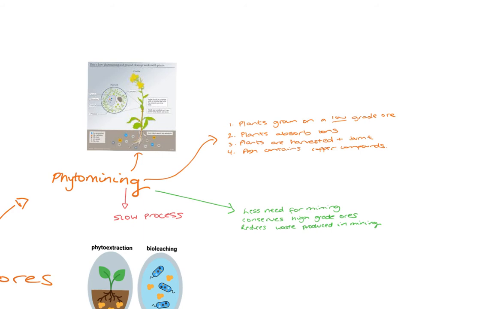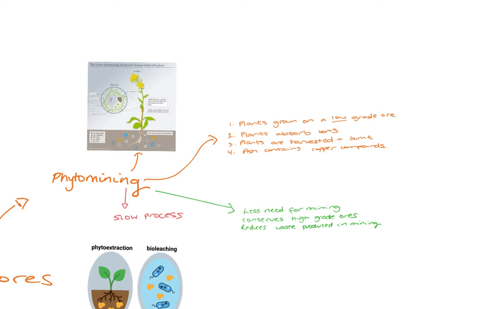Now, advantages and disadvantages, because this is a really key topic that the exam board like to ask you compare and contrast questions. So first of all, this is a slow process. We're waiting for plants to grow, and as they grow, they absorb these copper compounds. So it doesn't happen overnight, and therefore it is a more long-term strategy for extracting copper.